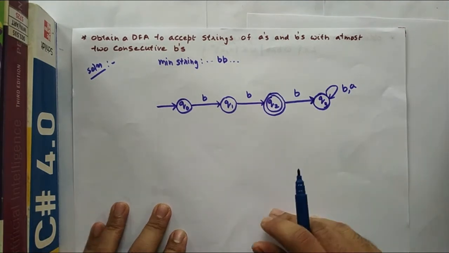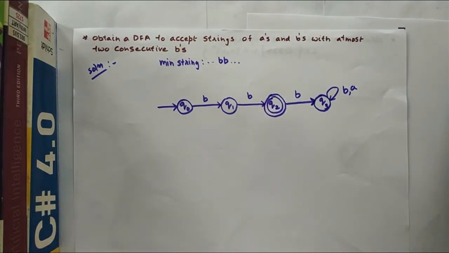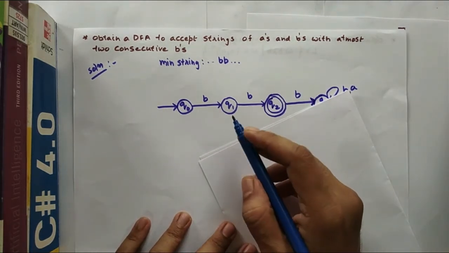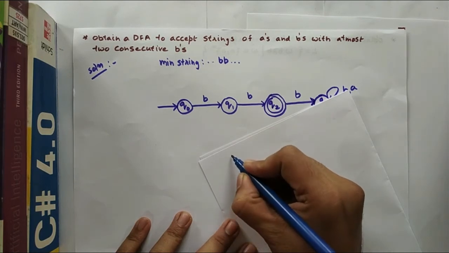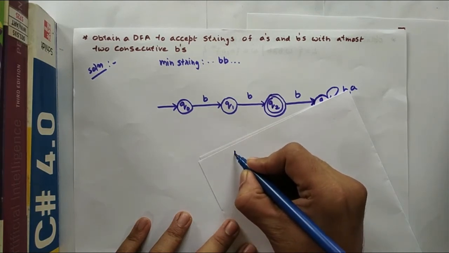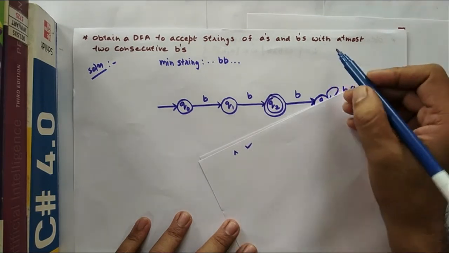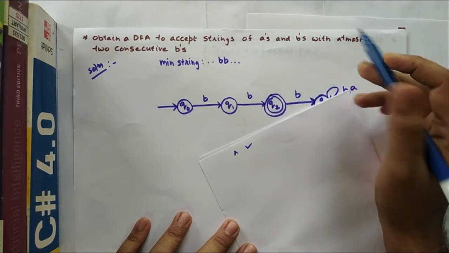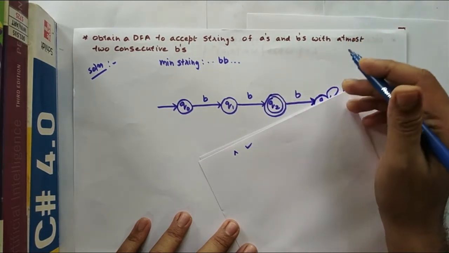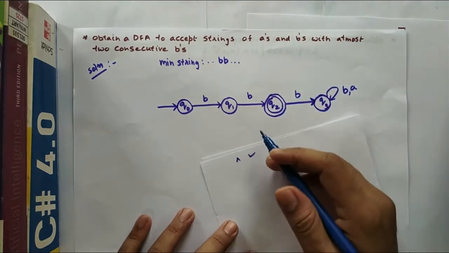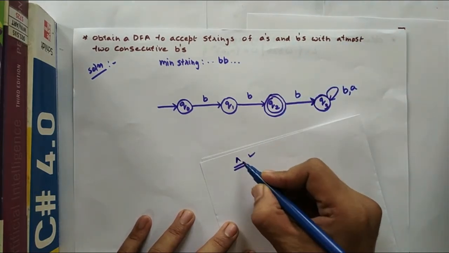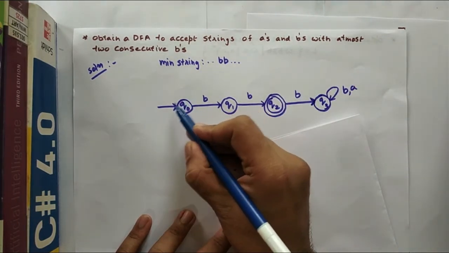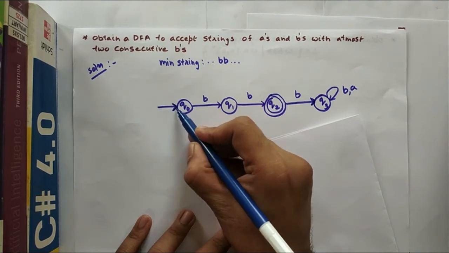Now, what are the other possible strings that we can see? Since it is at most 2 consecutive B's, my question is, what if the string is null? Accepted, no? Because at most 2 consecutive B's means there might not be any B's, and nothing is told about A's, so there might not be any A's either. So for any automata accepting null, what it means is, in the beginning I told you this is a start state, and this arrow here depicts that this is a start state.